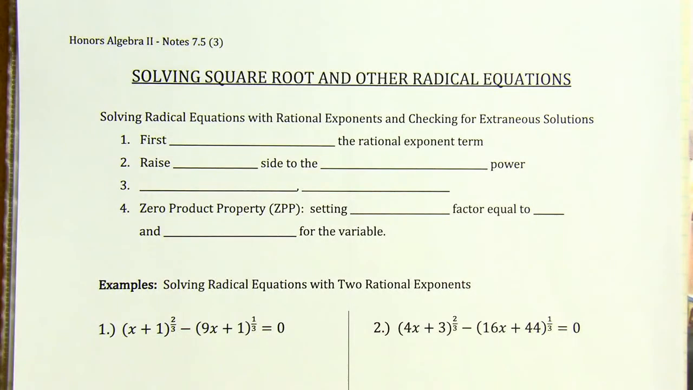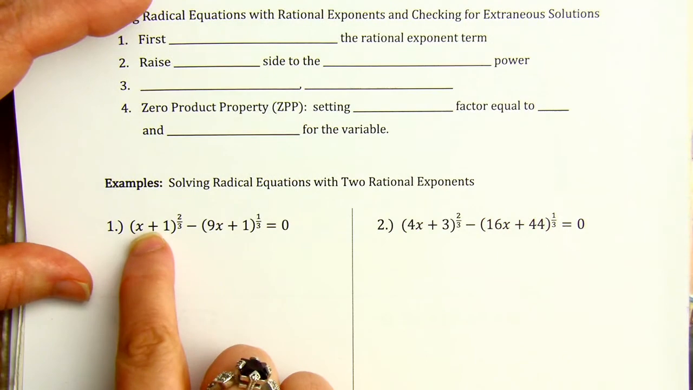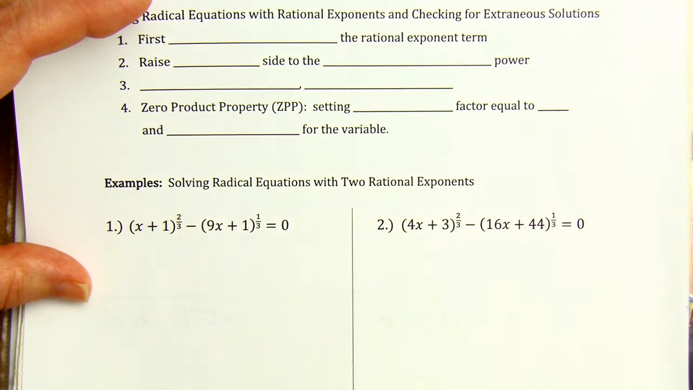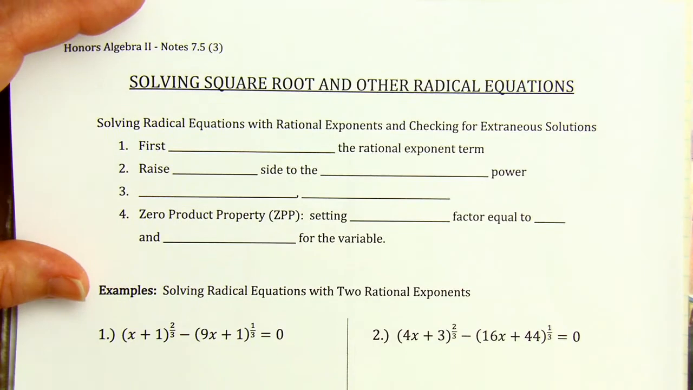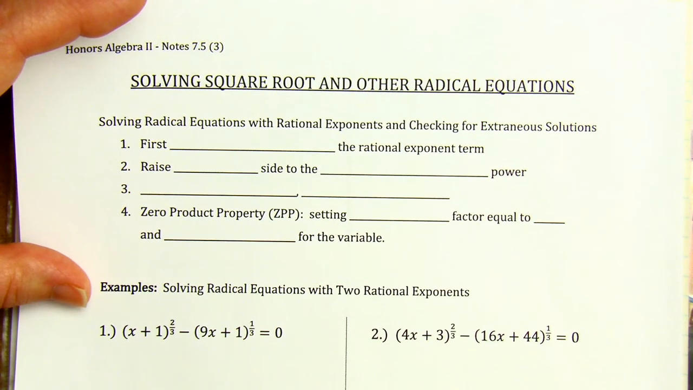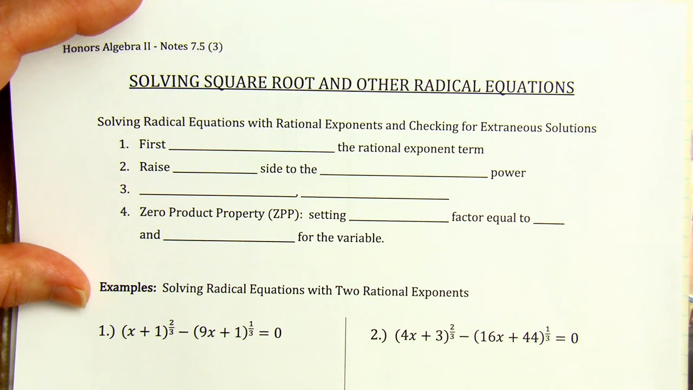All right, we have notes, Chapter 7, Section 5, Part 3, Solving Square Root and Other Radical Equations. And you're going to see here, similarly, when we had equations involving two radicals, these problems are equations that have two radicals. So we're going to use the same process, isolating one of them and using inverse operations to solve.